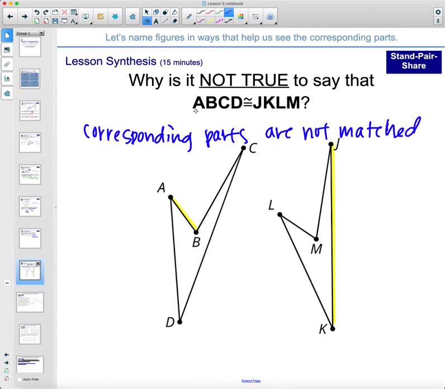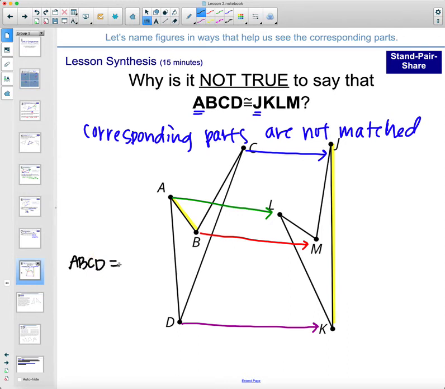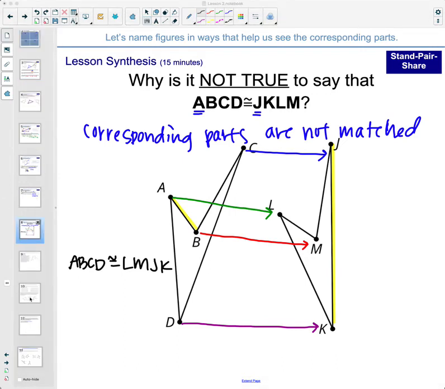So you need to be naming the point with its image. Where did this transform to or translate to? So A went to L, B went to M, C went to J, and D went to K. So you've got to name them in that order. So if we wanted to write a true statement, we would say ABCD is congruent to LMJK. So those corresponding parts are huge.